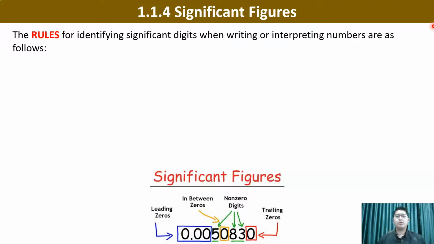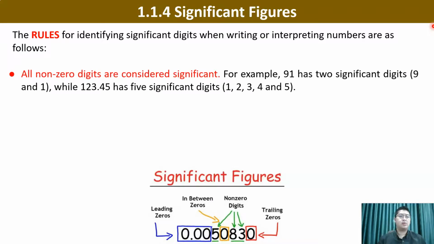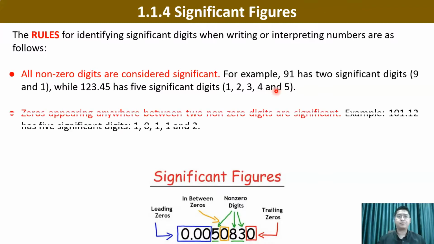Okay, let's proceed to the next topic, the significant figures. The rules for identifying significant digits when writing or interpreting numbers are as follows. The first one, all non-zero digits are considered significant. For example, 91 has 2 significant digits, 9 and 1, while 123.45 has 5 significant digits, 1, 2, 3, 4, and 5.